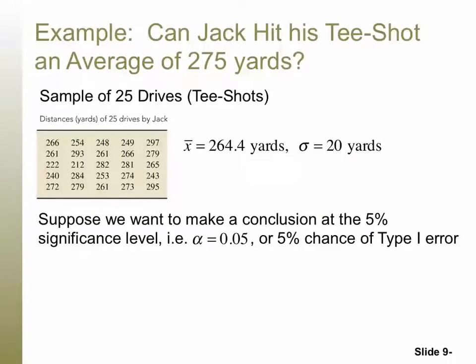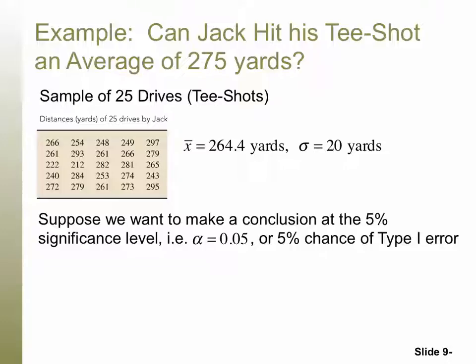So we were looking at, Jack was claiming that he could hit his tee shot 275 yards on the average. So he hit 25 drives and got this sample mean, and then assuming a population standard deviation of 20 yards. And so we want to conduct a hypothesis test to check this claim that he can hit a tee shot 275 yards.